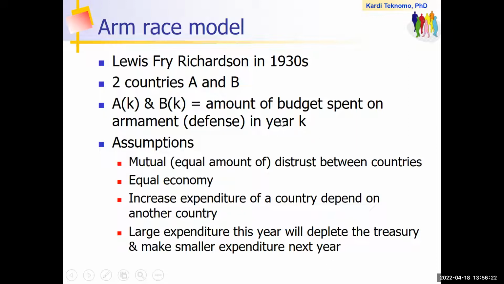These are the assumptions of this model. Any deductive approach should start with assumptions. So this is the assumption: mutual distrust between the 2 countries. We have only 2 countries, and almost equal economy. And then the increase in the expenditure of a country depends on the other country, and the large expenditure of this year will deplete the treasury and then make smaller expenditure next year. Based on these several assumptions, Richardson proposed this model.